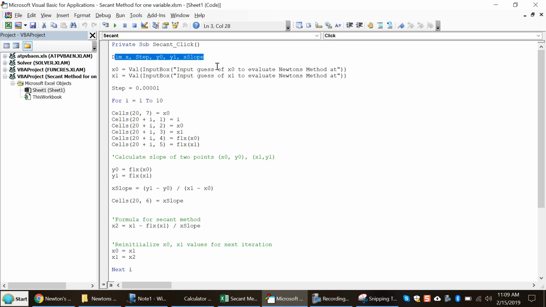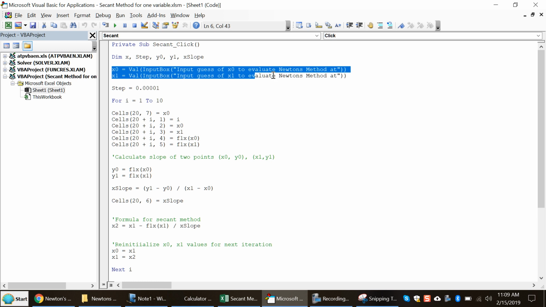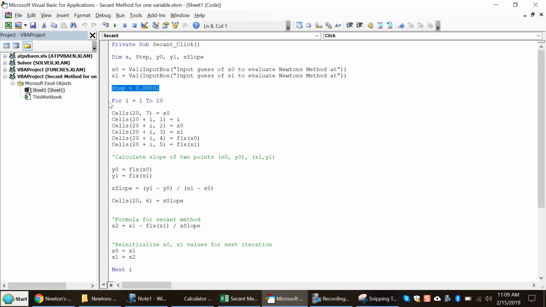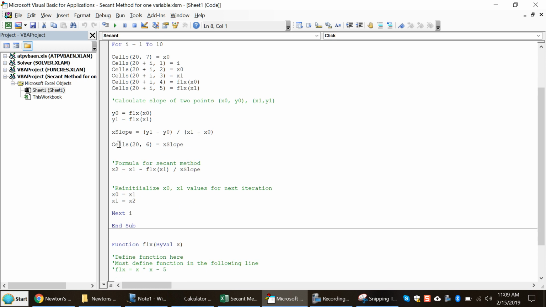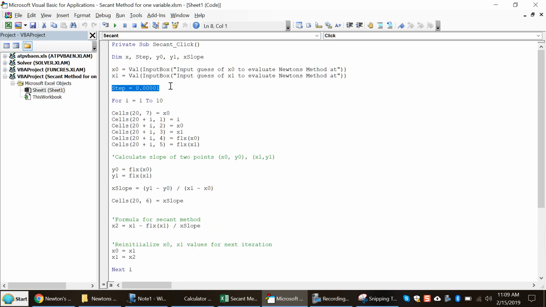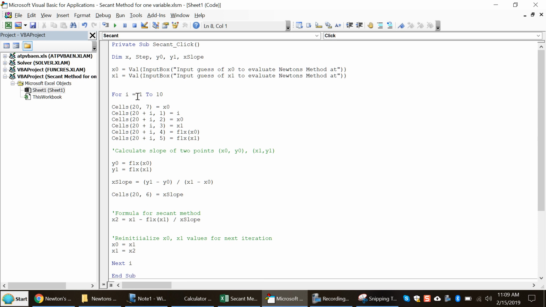This is just declaring variables, right? This is just inputting 2 guesses, x naught and x1. This is our step, which we don't even need. I just accidentally left it in there from Newton's method, but we can actually delete it out because it's not important. This is my for next loop, but I really should write a do while loop, okay? But I'm going to go ahead and do the for next, and then you can just see kind of how it plays out. This is just record keeping.